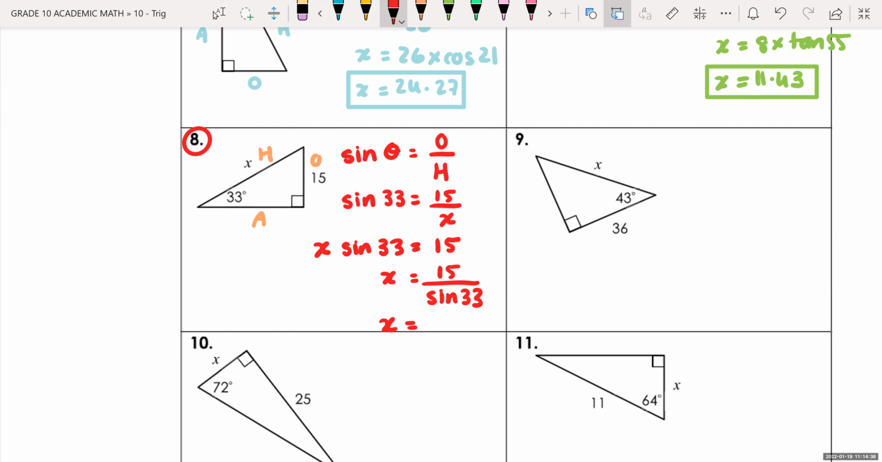Anyone get anything? Yep, 27.54. Good job. Let's do one more.